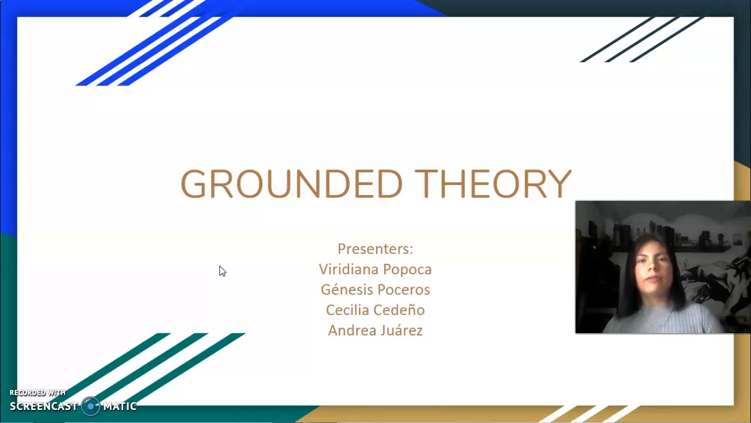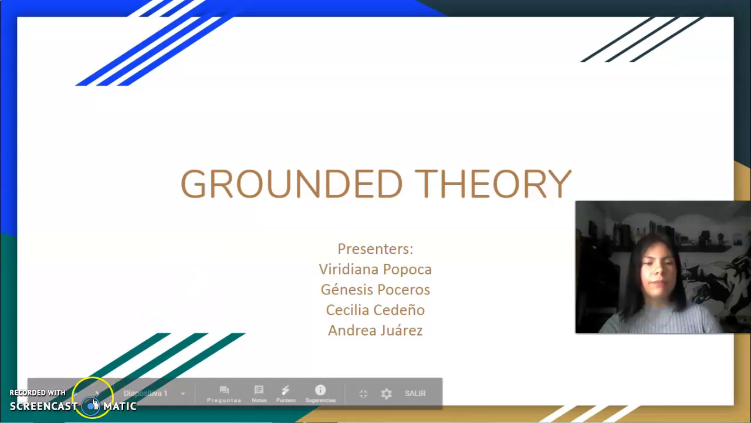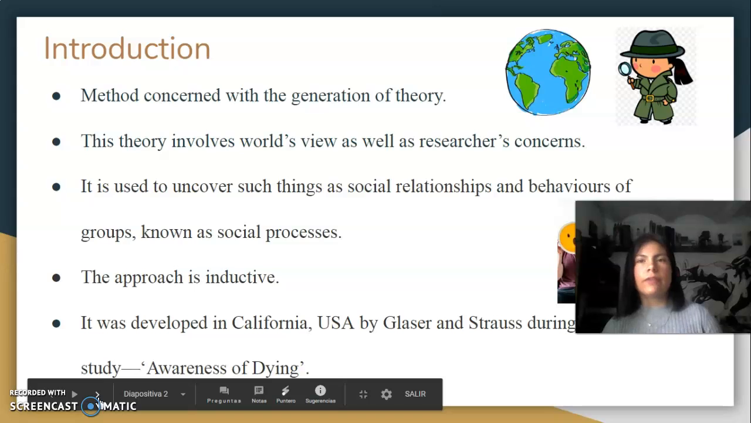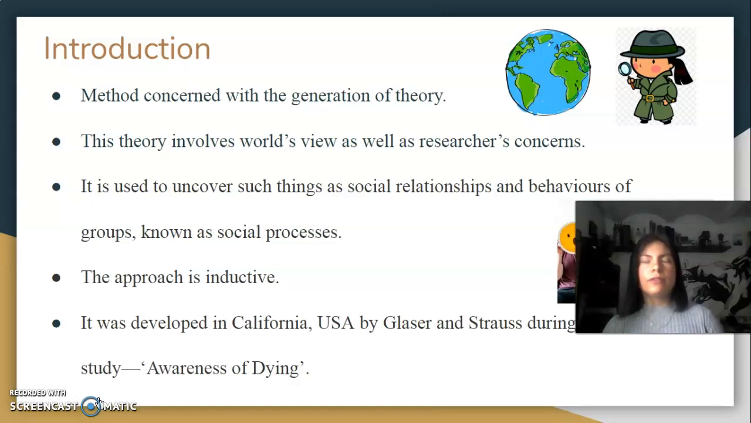To begin, we are going to define what grounded theory is. Grounded theory is a method to carry out qualitative research. It involves the worldviews and also research concerns. Grounded theory studies people's experience, social relationships, and behaviors to generate a theory or explanation of these social processes.